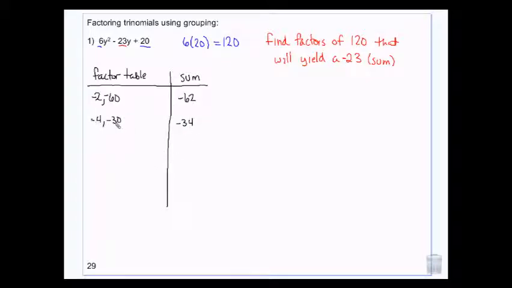And to get that 4 and 30, I divided 60 by 2 and brought that 2 over. So I'm going to do the same thing. I'm going to divide 30 by 2, and I'll get, not negative 6, sorry, negative 8 and negative 15. Negative 8 and negative 15 will add up to negative 23. So those are the factors that I want to use.